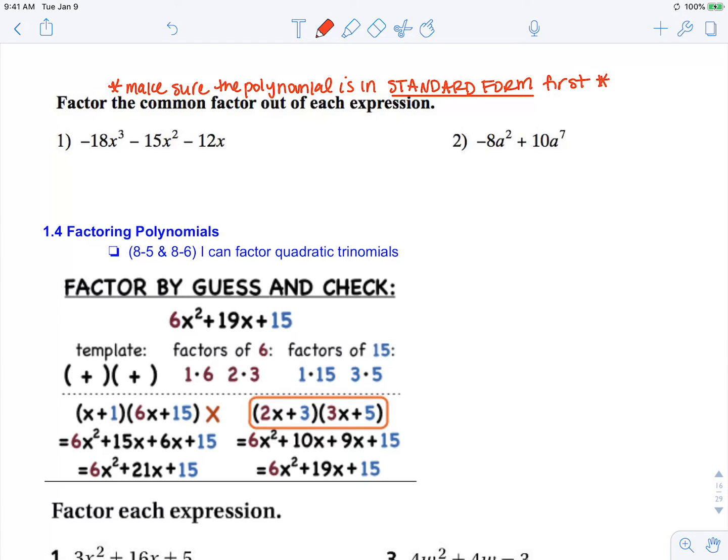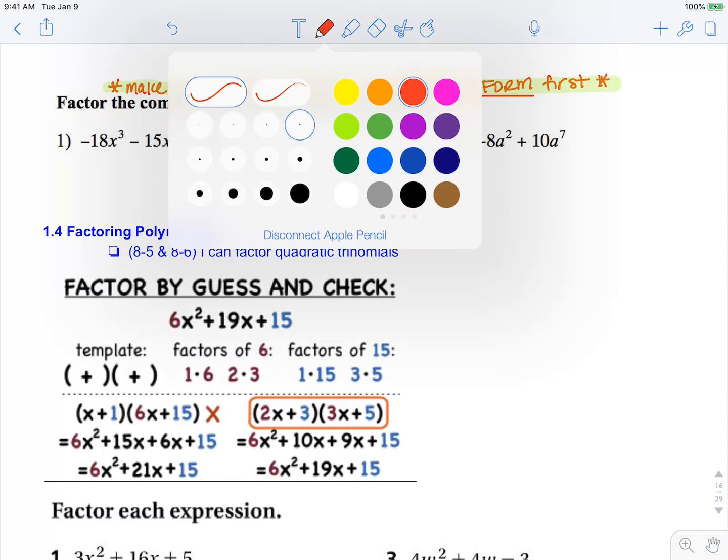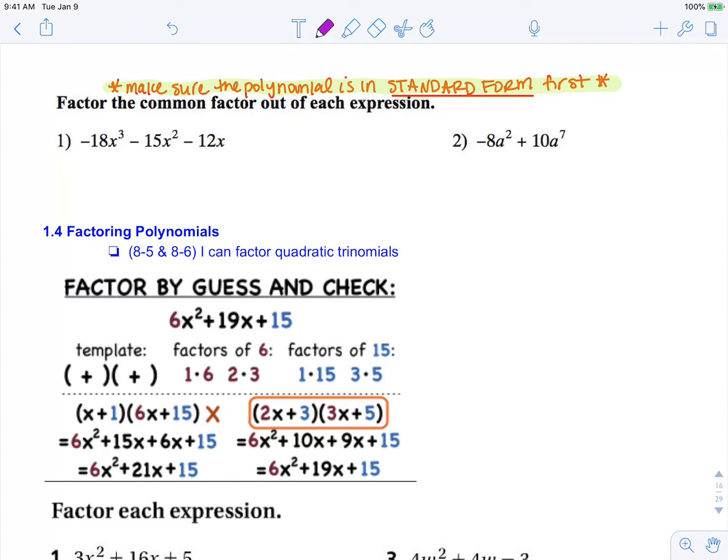So for our last two examples here for the night, I want to make sure you write this extra note down, which is important when you're factoring. You want to make sure your polynomial is in standard form first, okay? So remember, that's from highest degree to lowest degree. When I look at the first example here, this is in standard form, 3, 2, 1, so that's okay.